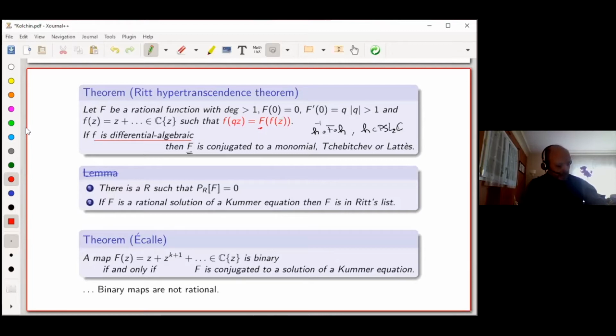So let me say something about other work where this Kummer equation appears, in case someone understands it and can explain to me. There is this theorem by Écalle, saying something not about rational, but holomorphic maps.